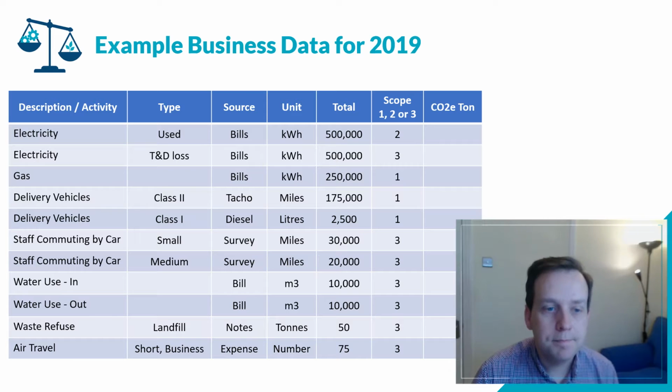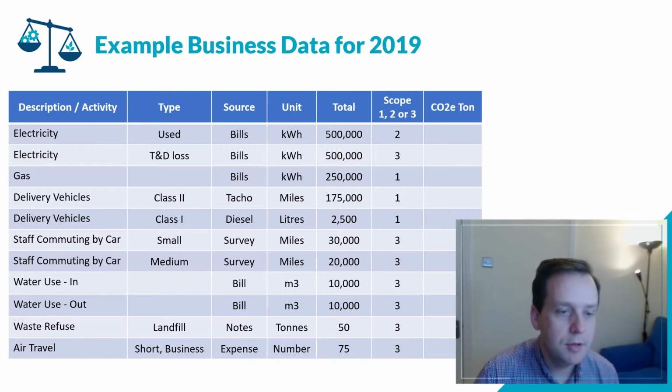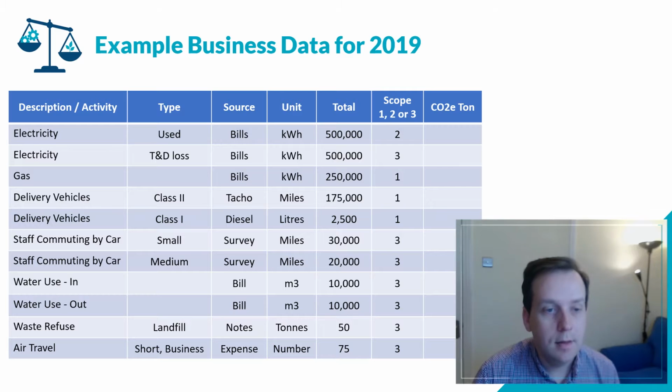Delivery vehicles. This business, or this example business, has two classes, class 2 and class 1. And class 2, the data source is the tachograph within the vehicles. So effectively you're recording the actual mileage of each of the vehicles.